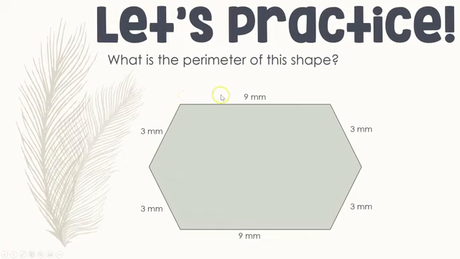Now sometimes when you have a shape that has similar lengths for the sides, you can group those together and add them, and it's a little bit easier. So we can add 3 plus 3 plus 3 plus 3, and then 9 plus 9 together. And when we do that, we'll get 30 millimeters.